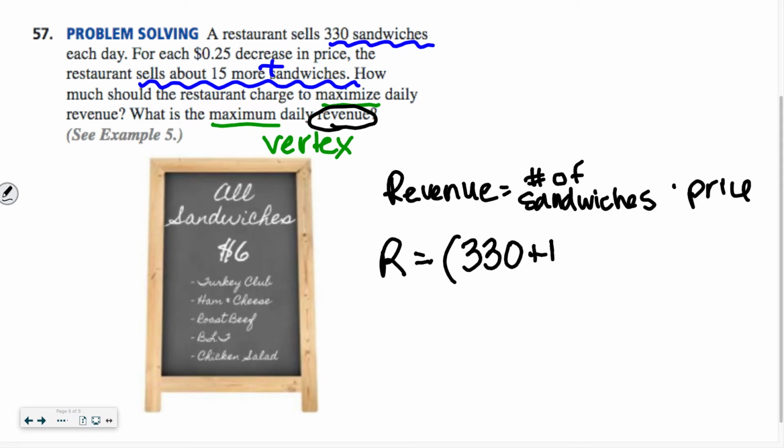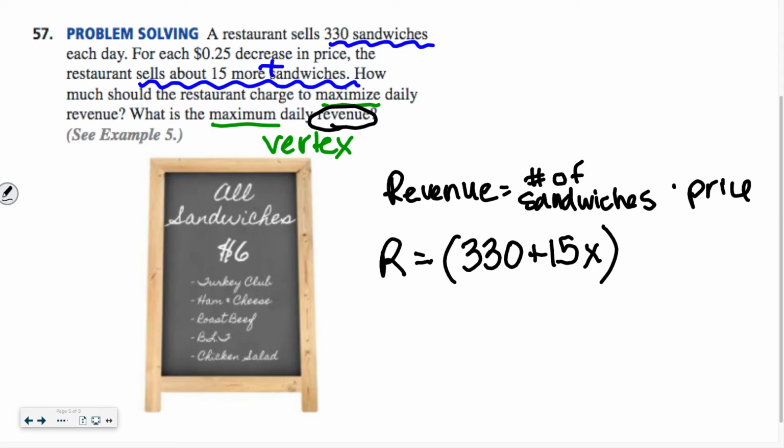330 plus 15, but that 15 could change, right? Because I could choose to lower my price by more than just 25 cents. It says for each 25-cent decrease, so we're going to put an X. Avery says, we don't know how many times. Makes sense. Okay, for each 25-cent decrease, I'm going to sell 15 more. So if I decrease it by 50 cents, I'm going to sell 30 more sandwiches. If I decrease it by 75 cents, I'm going to sell 45 more. Okay, so the X is how many times you reduce the price by 25 cents.